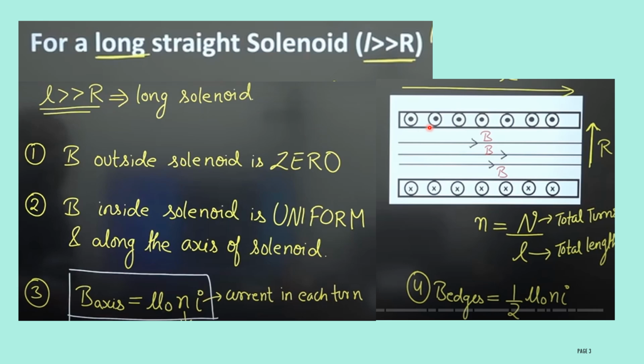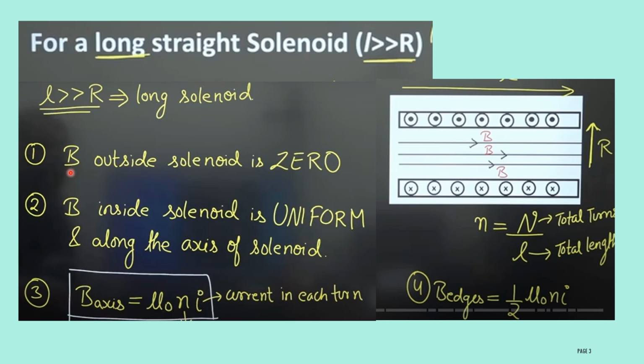Then here you can observe that the current enters inside the solenoid, and then the current also comes out from the solenoid. Here a dot indicates the current is coming out of the solenoid, and a cross indicates the current is moving into the solenoid. Then here B is nothing but the magnetic field.